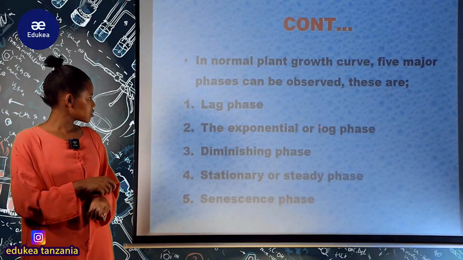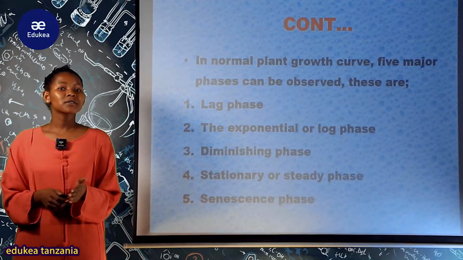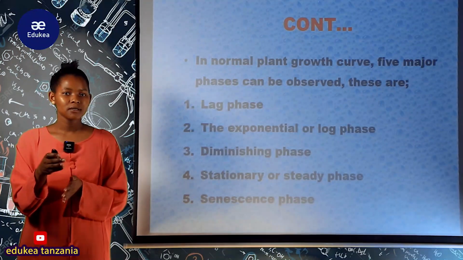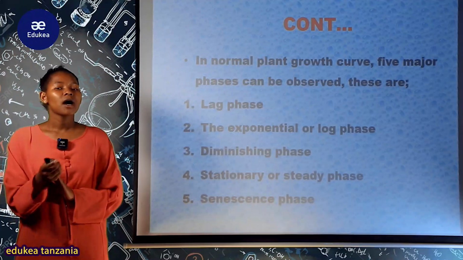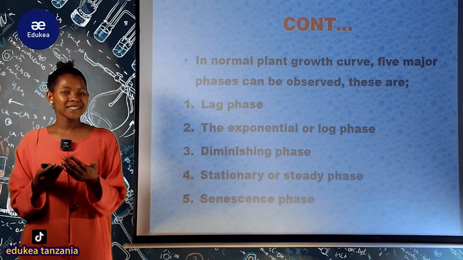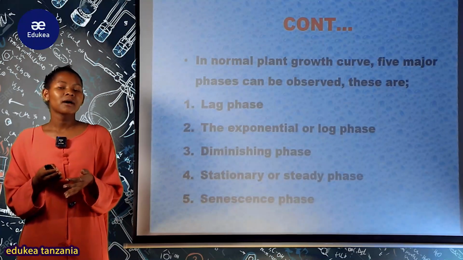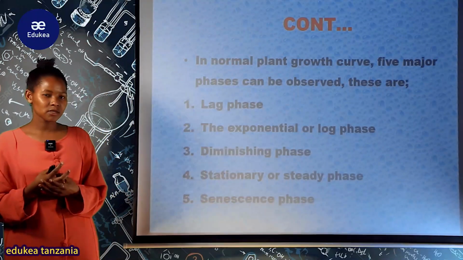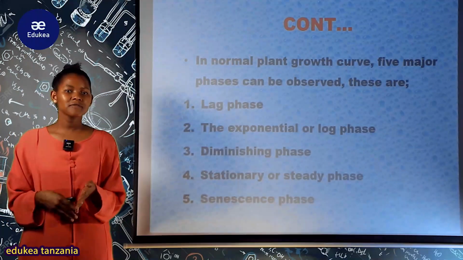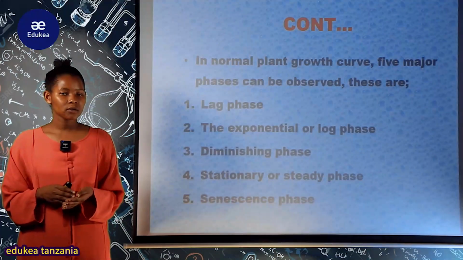And the exponential or log phase ndo stage ambayo growth iko rapidly, iko very fast. Why? Because at this stage tunasema kwamba ile rate ya anabolism ama material synthesis na food synthesis ina exceed the rate of catabolism. That's why katika exponential phase growth inakimbia, inakuwa katika kiwango kikubwa.